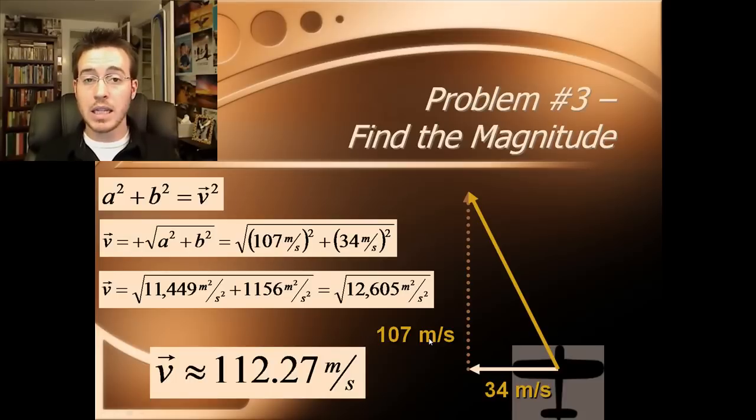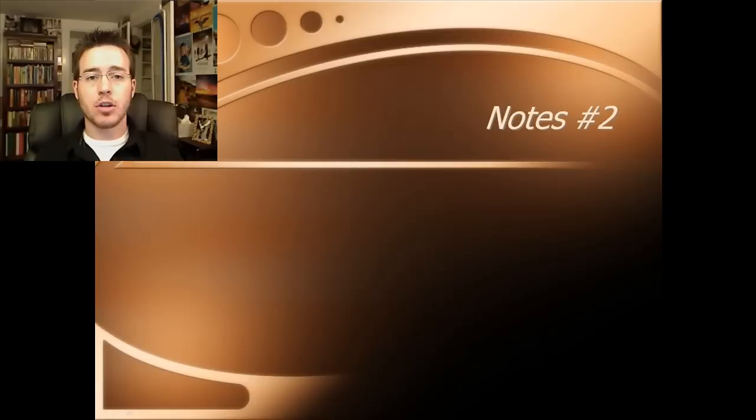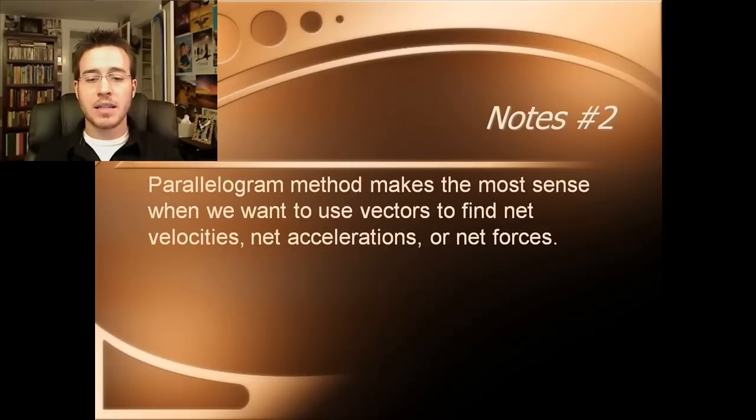Now notice that 112 meters per second is more than the 107 meters per second. So that crosswind is adding some velocity to the airplane. This is good because, just like in geometry, the hypotenuse always needs to be the longest of the three sides. Okay, so we've got a quick note here, and that is that the parallelogram makes the most sense when we want to use vectors to find the net velocities, the net accelerations, or net forces.